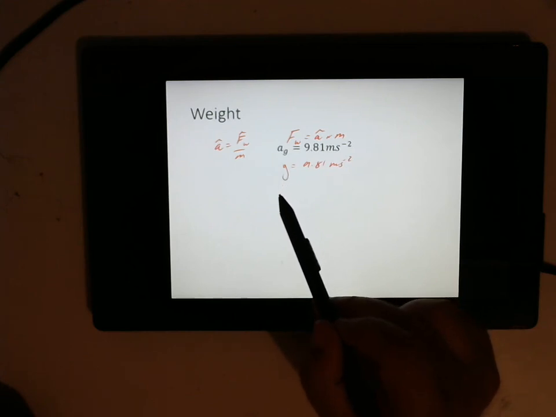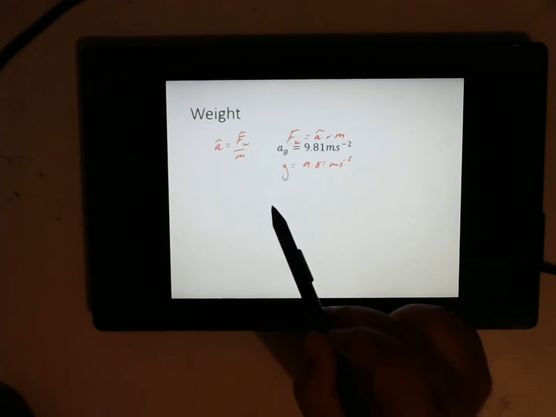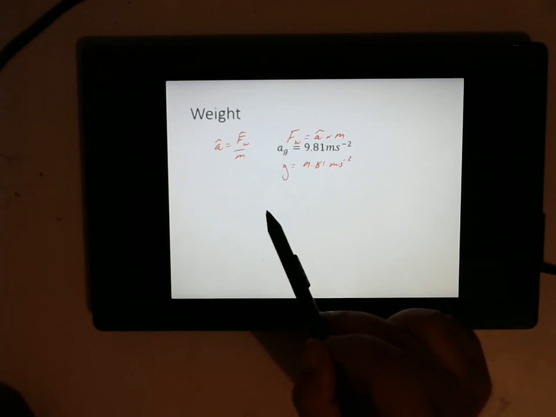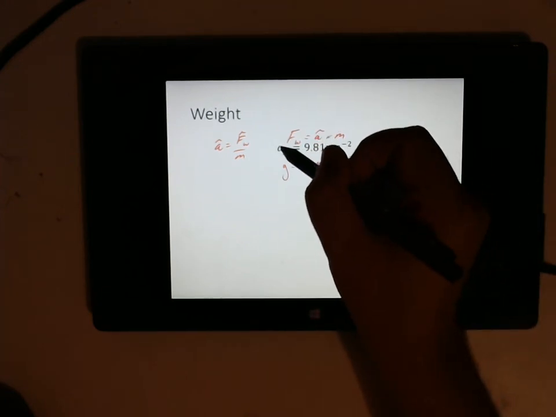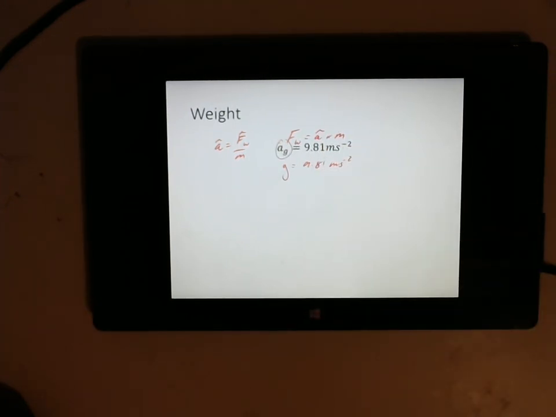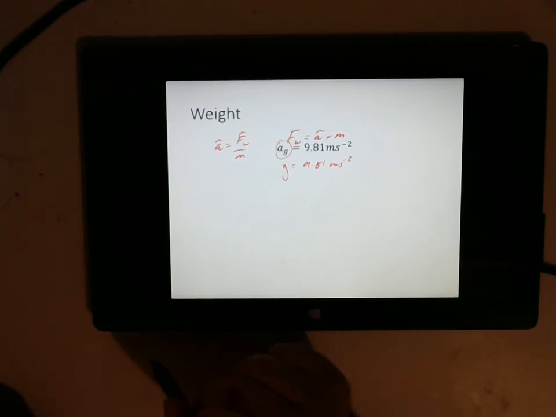Now, note, I have used lowercase g here for this, not capital G. That's a different thing to do with gravity called the gravitational constant, so you have to be careful with that. I personally prefer to use ag as my symbol. If you use that as well, they will be able to understand that in your exam.